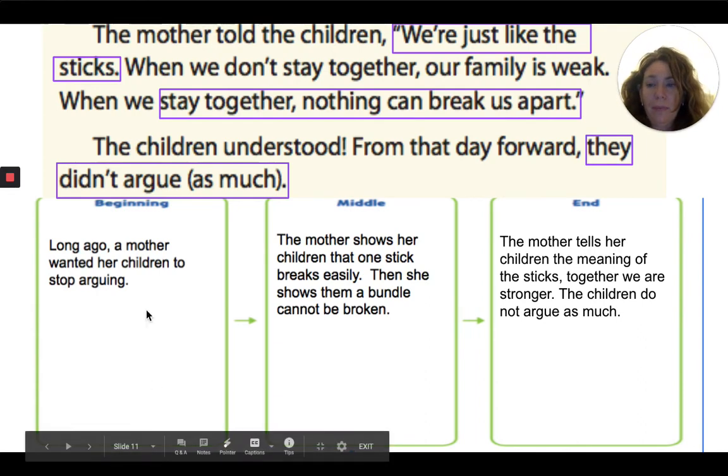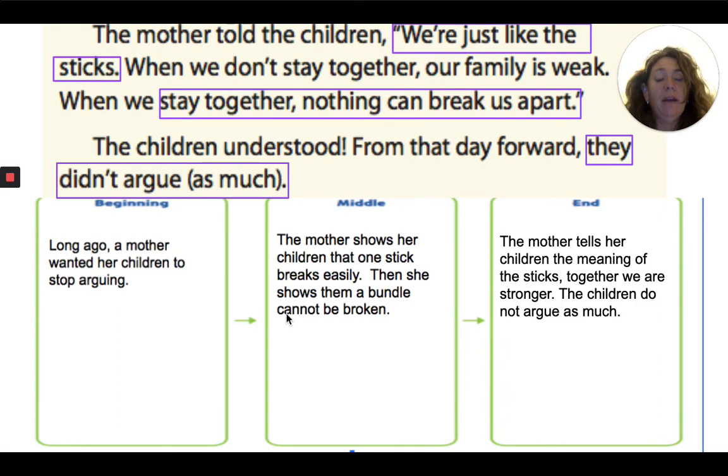Long ago, a mother wanted her children to stop arguing. The mother shows her children that one stick breaks easily. Then she shows them a bundle cannot be broken. The mother tells her children the meaning of the sticks. Together we are stronger. The children do not argue as much. There you go. Retelling or recounting of a bundle of sticks that we did together, and finding all of our main details by asking ourselves questions as we read through the story.